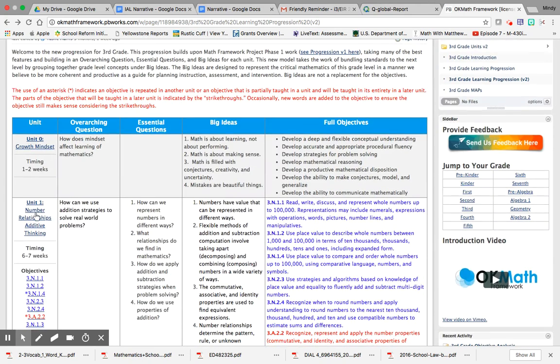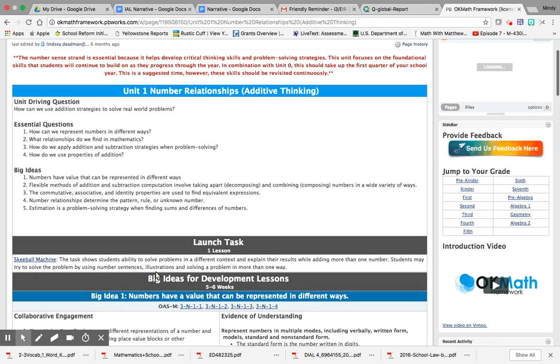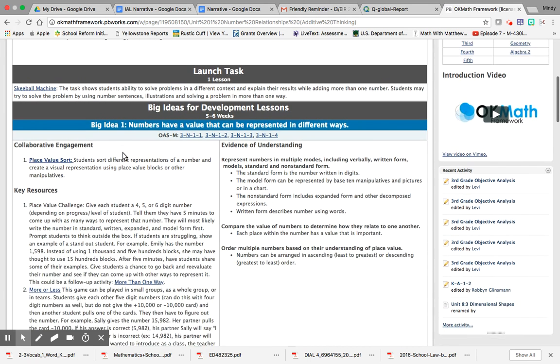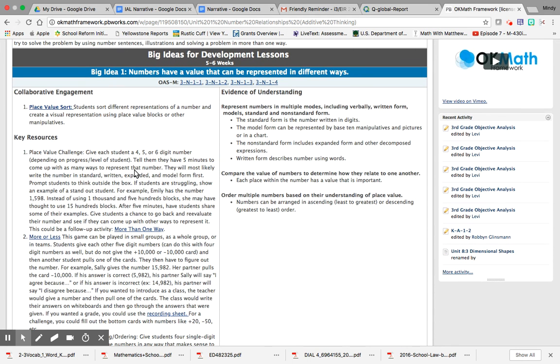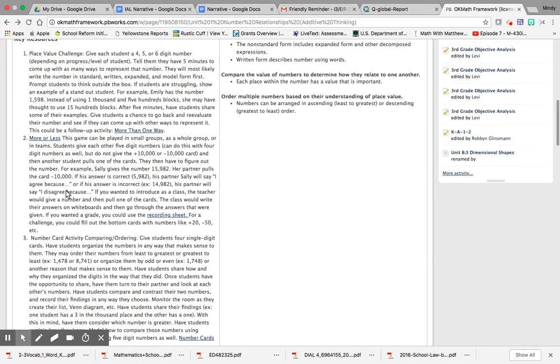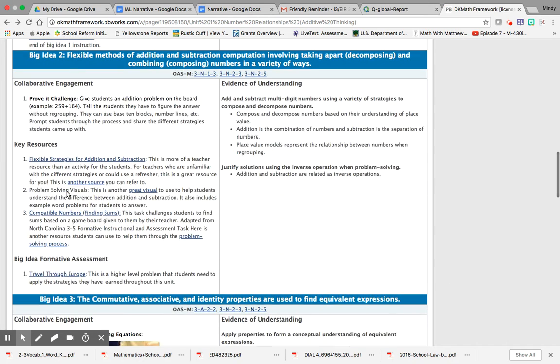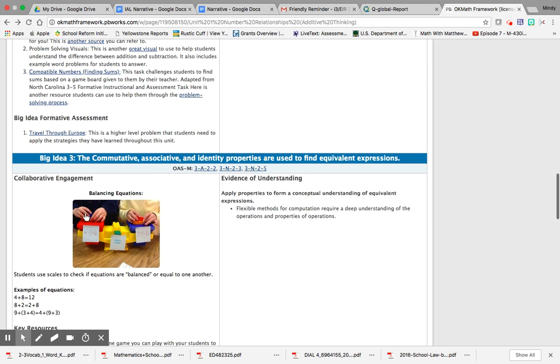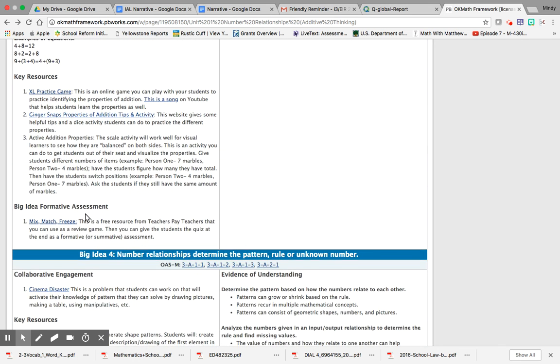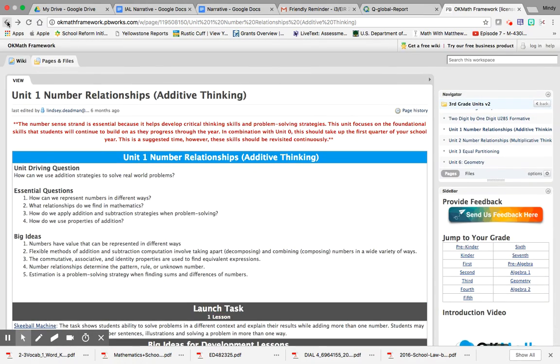So Unit 1, I'm going to click it. It hands me all my essential questions, all the big ideas, your evidence of learning, and it gives you different ideas on activities. They're linked right within the big ideas. All these are links. It gives you lesson planning links, everything. So that's a huge help when planning.